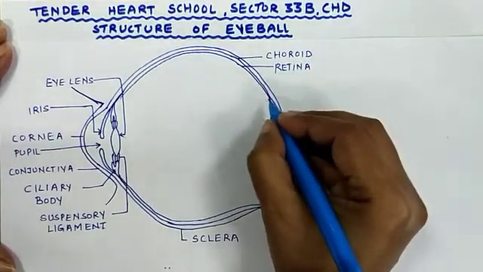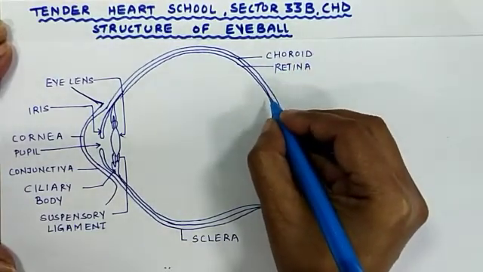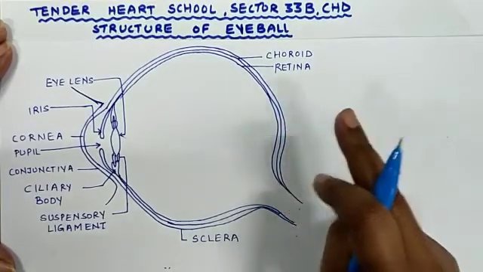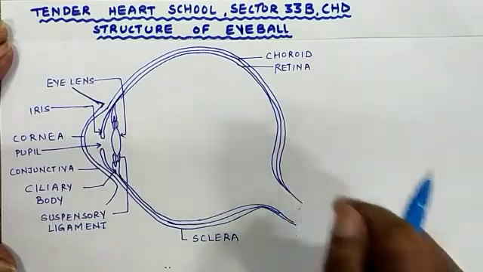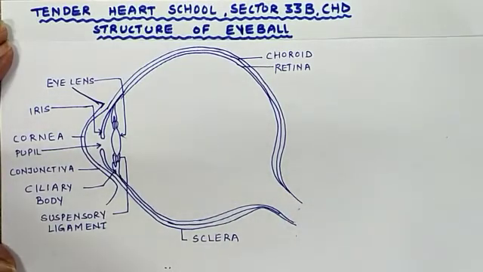Retina is the layer which is containing the sensory cells for sight. That is, the cone and the rod cells are present in the retina. So image is formed on the retina, right?